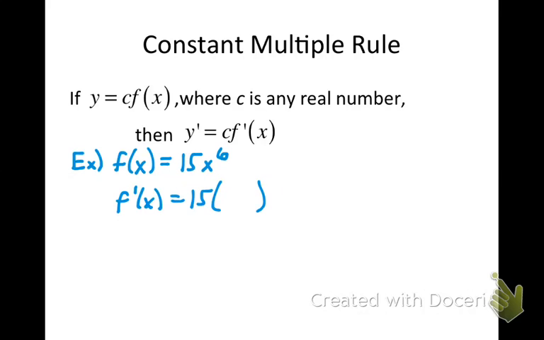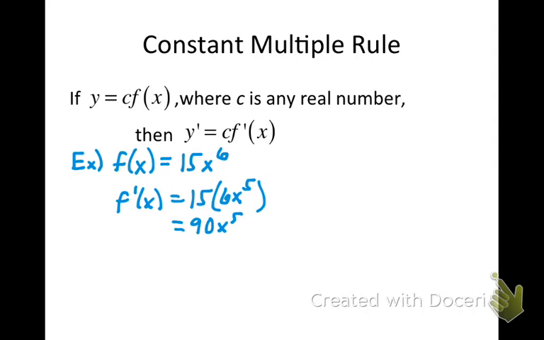Now, or any function, doesn't have to be a power function. So remember with the power rule, we're going to bring that exponent to the front. We're going to go ahead and decrease the exponent by 1. There you go. And then that means that f prime of x here is going to be 90 x to the 5th power. Okay, so constant multiple rule. If you have a function being multiplied by a constant, simply take the derivative of that function and then multiply by the constant that's already there.